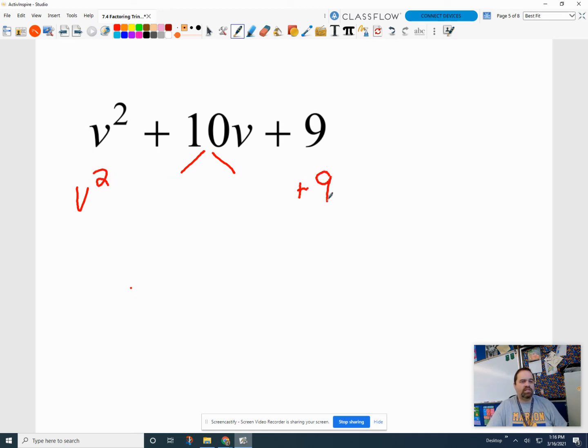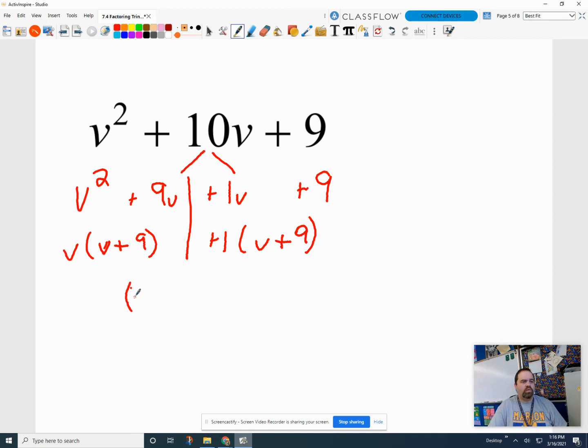Add to 10 and multiply to 9. So my v squared and my 9 are going to stay there. That 10 is going to split into 9 plus 1. All right, add to 10, multiply to 9. So when I do the greatest common factor on the left here, v plus 9. And on the right, 1, v plus 9. All right, so your factors down at the bottom, v plus 1 is one factor, and v plus 9 is the other factor. Okay, I'm trying to keep everything really straightforward. I'm focusing on positive numbers, so you don't have to worry about messing around with negatives and how that throws off the addition part in the middle.